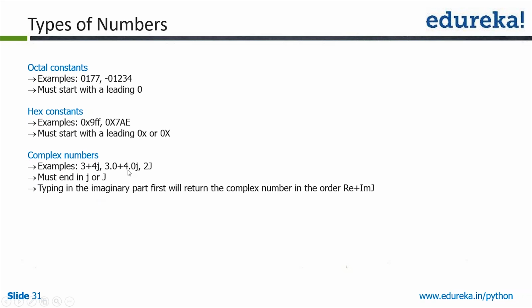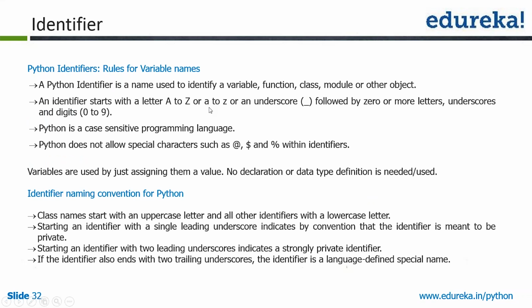So this is the syntax to write them. It must end in either a small j or a capital J, and it will return the complex number in the order of the real part and then the imaginary part. So let's see some of these.